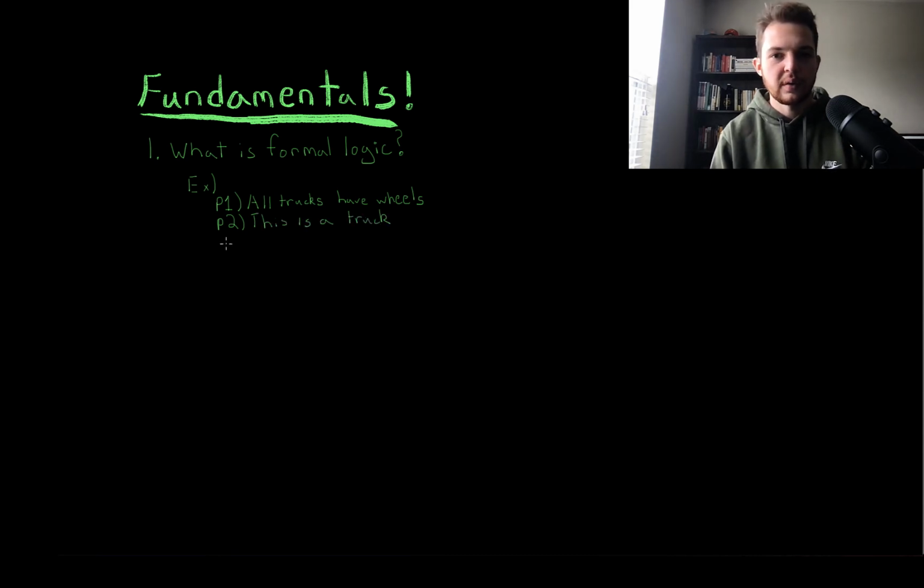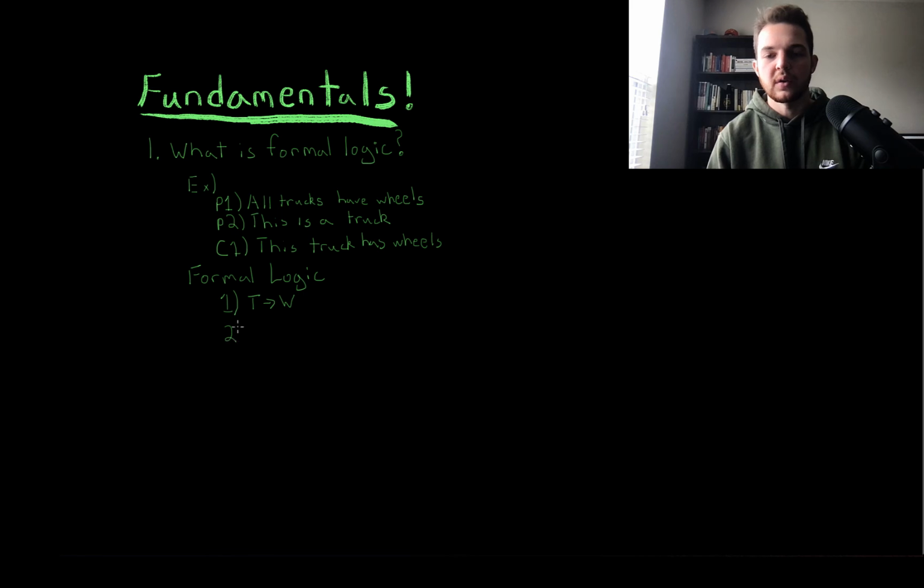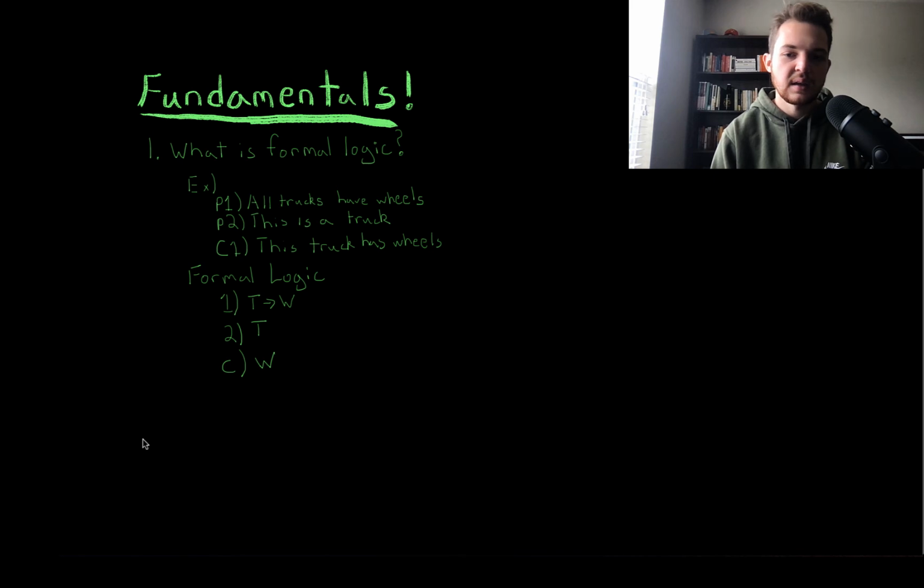All trucks have wheels. This is a truck. This truck has wheels. This example consists of two premises and a conclusion. The premises combine together to support the conclusion. We will learn more about premises and conclusions later, but for now I just want to show you what this looks like in formal logic. You see how we reduce the sentences into symbols? The formal logic reads as, if T, then W, T, therefore W.